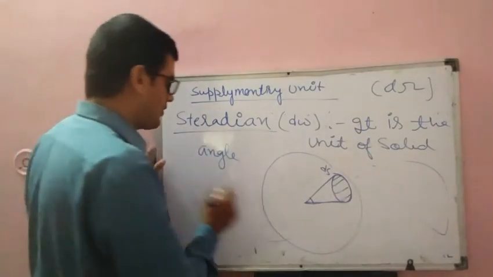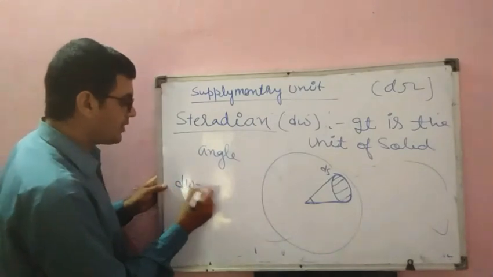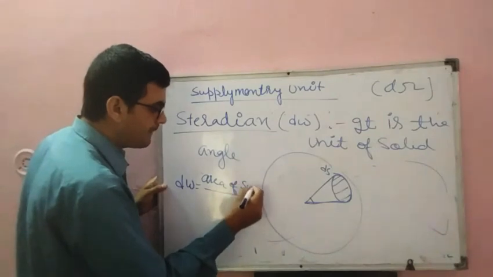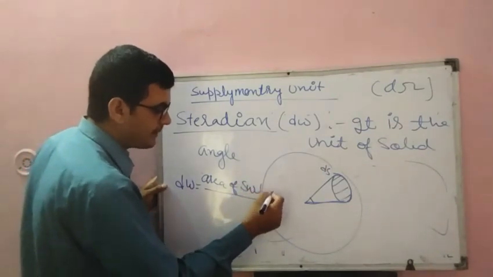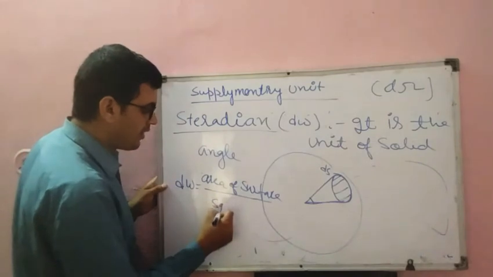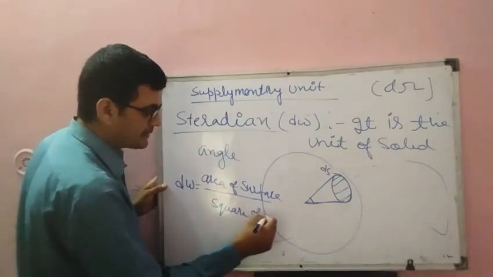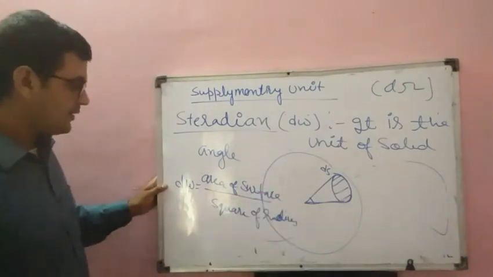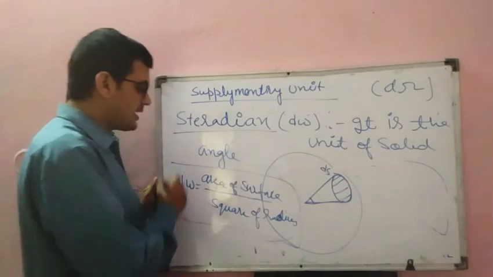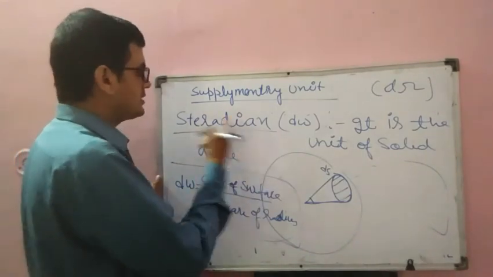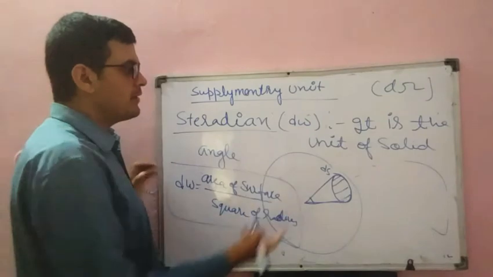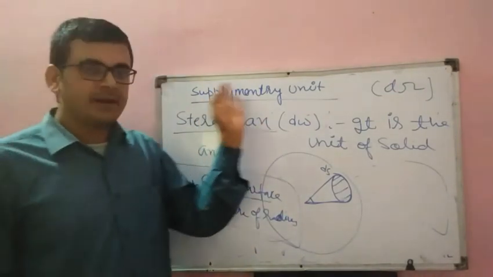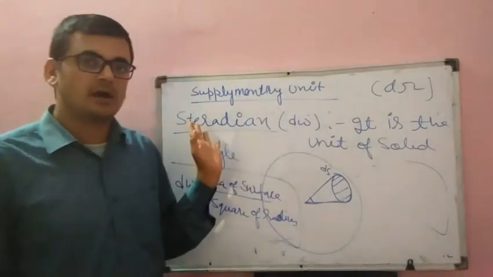Okay, students? d omega equals area of surface upon square of radius. Again, it is a dimensionless quantity, and the steradian is the unit of solid angle. So students, these two are the supplementary units. The first one is the radian and the second one is the steradian.